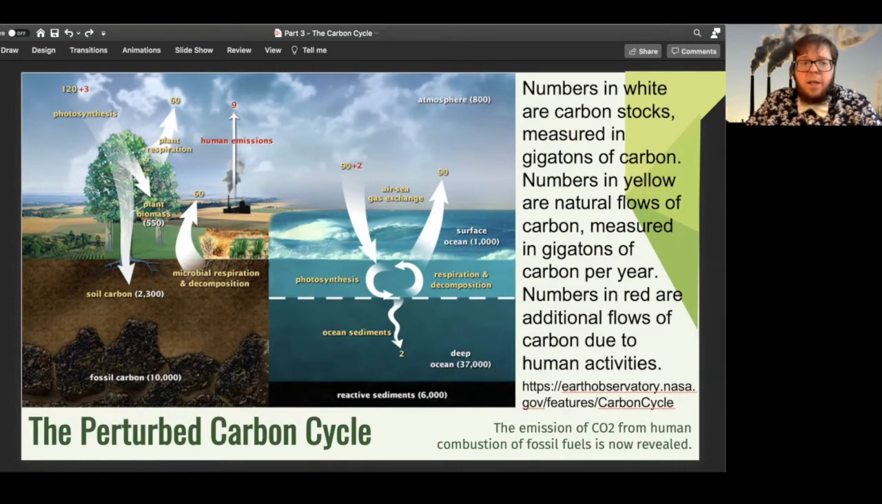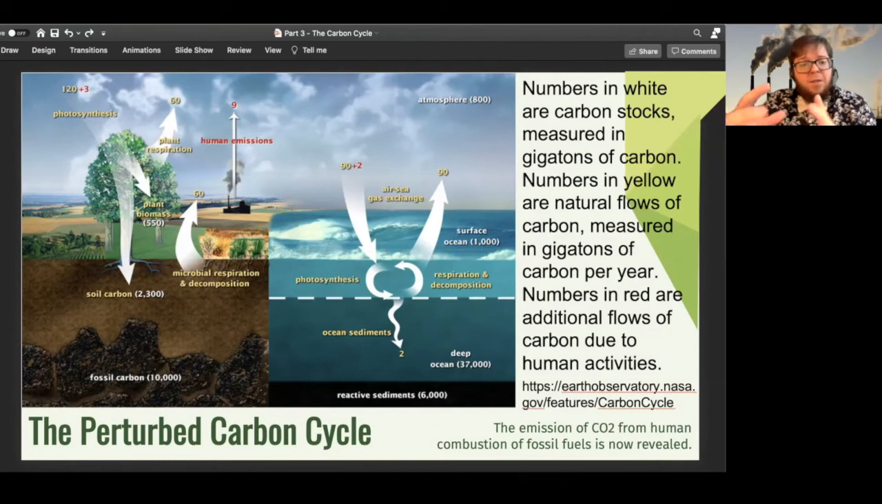And then something interesting happens, which is that we kind of get a helping hand from nature here. The photosynthesis is now 120 plus 3, and the air-sea gas exchange is 90 plus 2. What does this mean? It means that the plants are able to absorb some of the excess carbon that we're putting into the atmosphere. And the ocean is also taking a little bit more of our emissions on top of what it normally does.